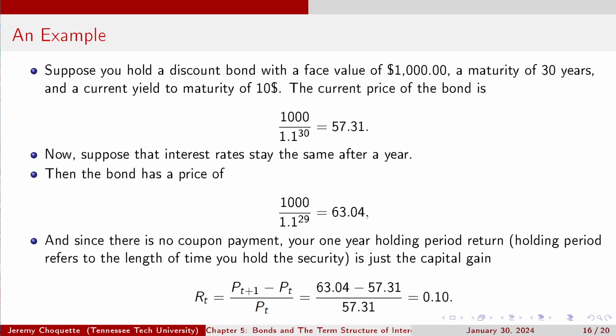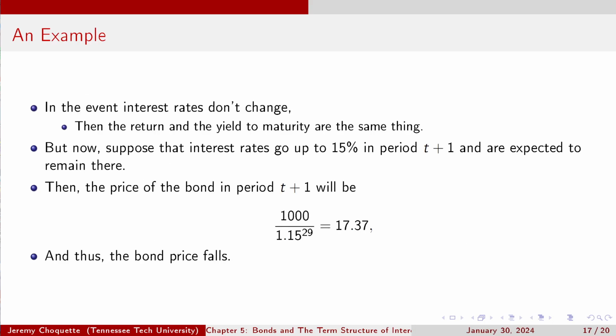And since there's no coupon payment, your one year holding period return, holding period's the length of time that you choose to hold the security, is really just the capital gain, which is 0.1. Now, in the event that interest rates don't change, the return and the yield to maturity would be the same thing. But suppose interest rates go up to, say, 15% next period, and they're expected to remain there. What happens? Well, the price of the bond in period t+1 would be $17.37.